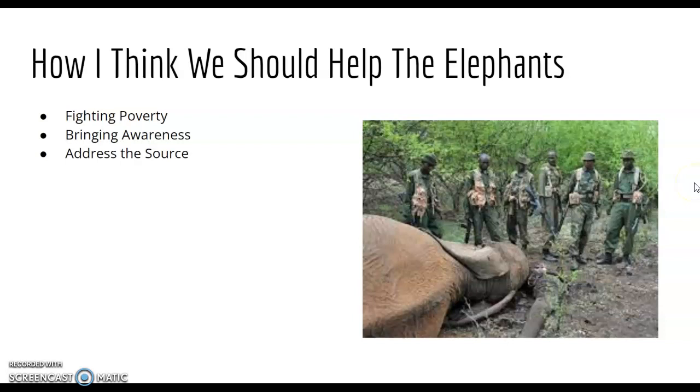I personally think the most beneficial way to help the elephants would be to fight poverty. I think we need to address the source of the problem because people are going to keep poaching if they don't have money. I also think that this needs to be brought to the awareness of a lot of people. I don't think they realize how bad the situation is. I don't really think that poisoning tusks and things like that work. I think those are only temporary solutions.